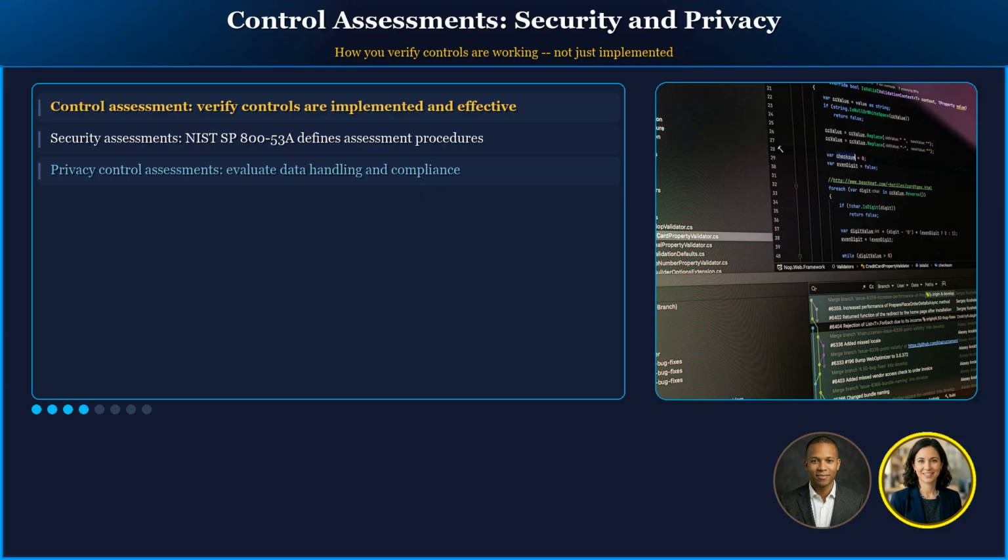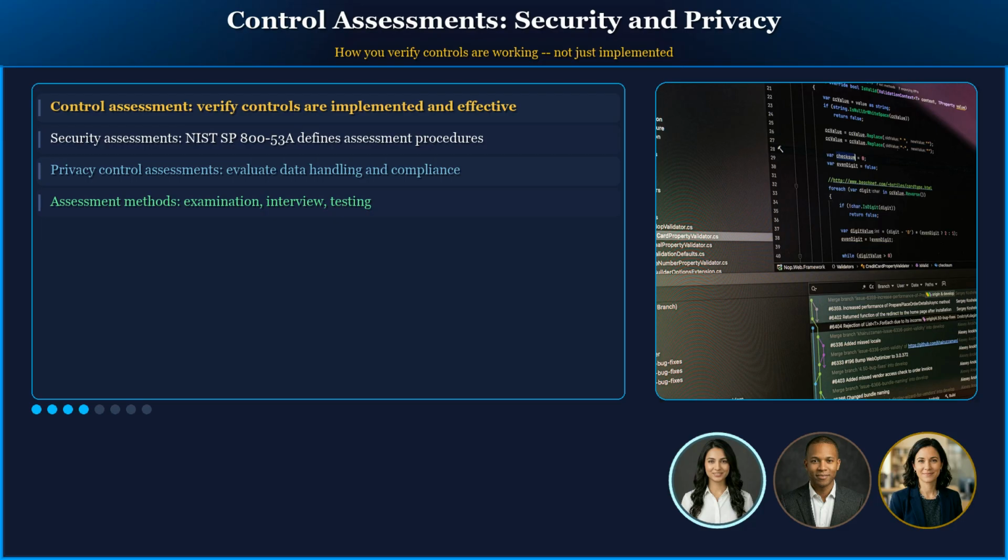NIST SP 800-53A provides the procedures for assessing controls defined in SP 800-53. It maps every control to 3 assessment methods: examination, interview, and technical testing. Privacy control assessments add a layer that is easy to underestimate. It is not enough to ask whether your security controls are working. You also need to verify that your data collection, processing, and storage practices match your stated privacy policy and applicable regulations. Those are separate assessments with separate criteria.